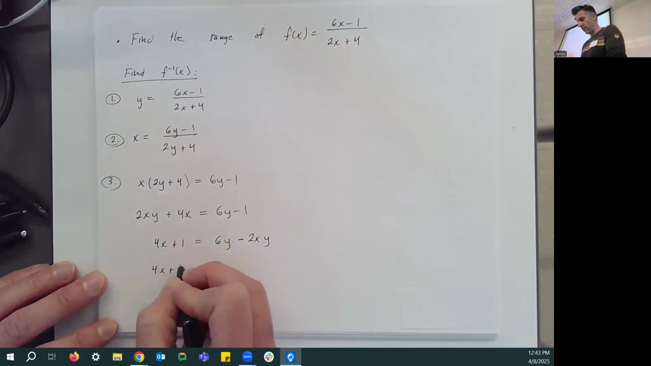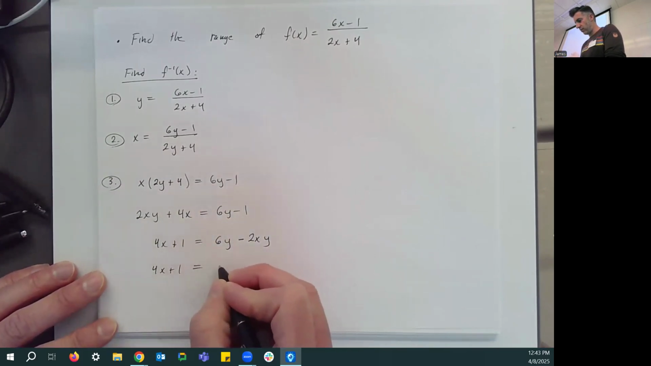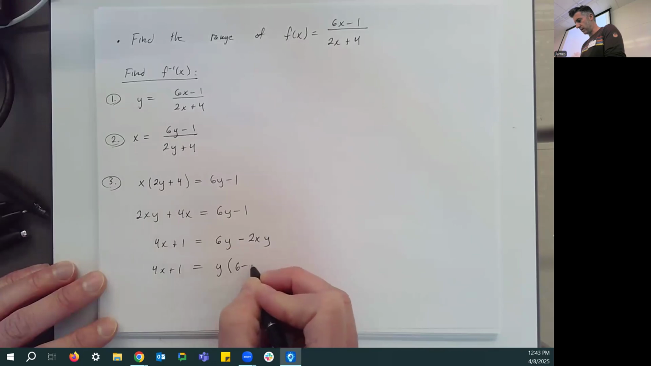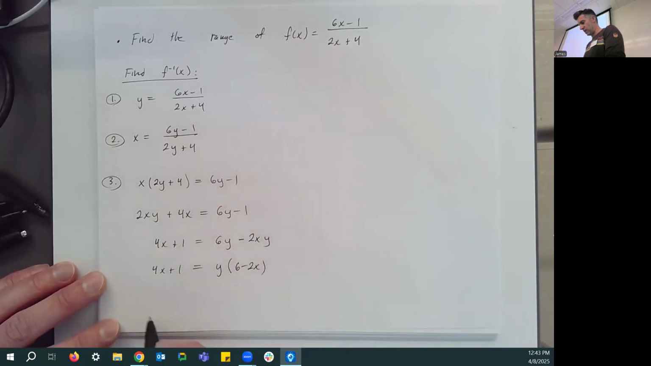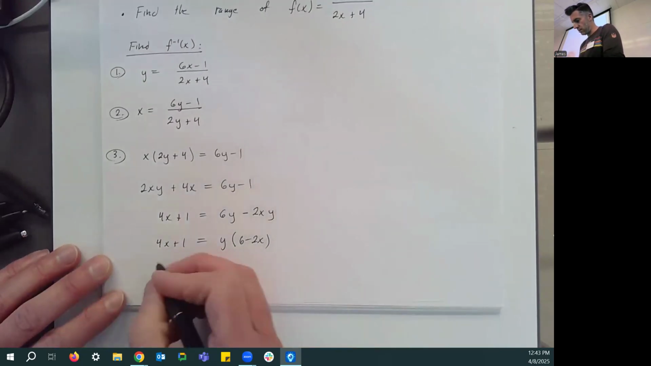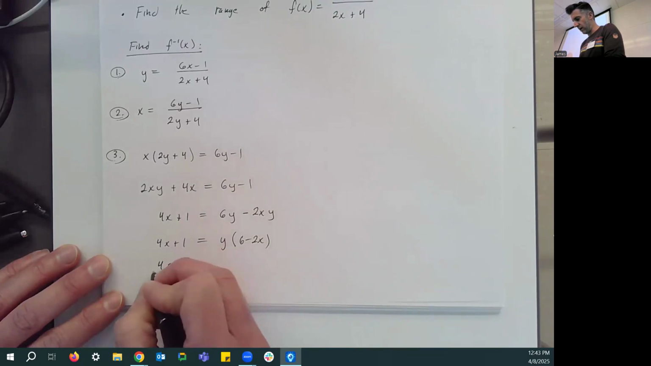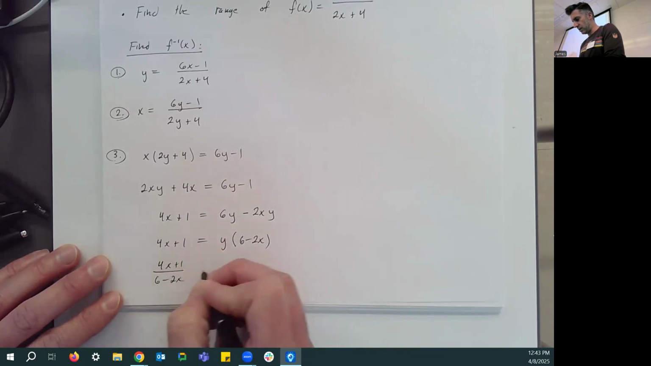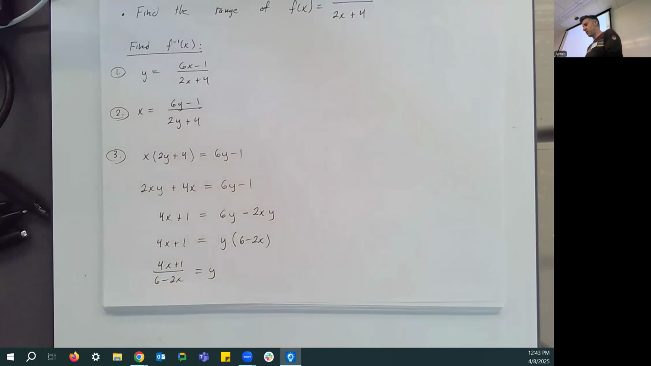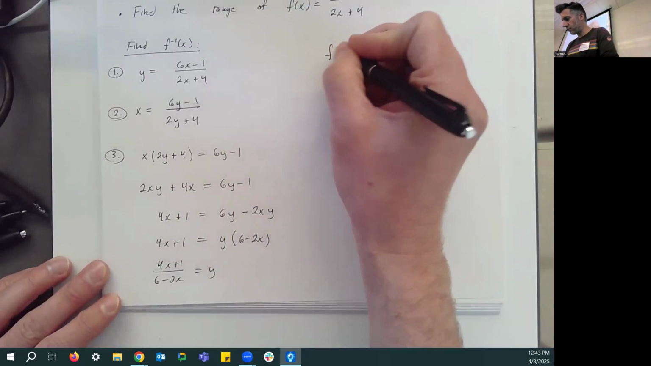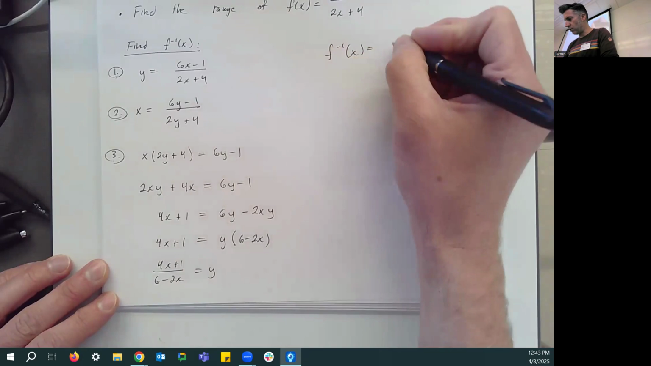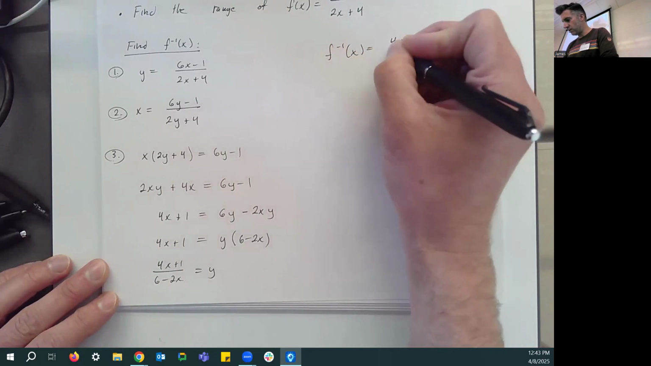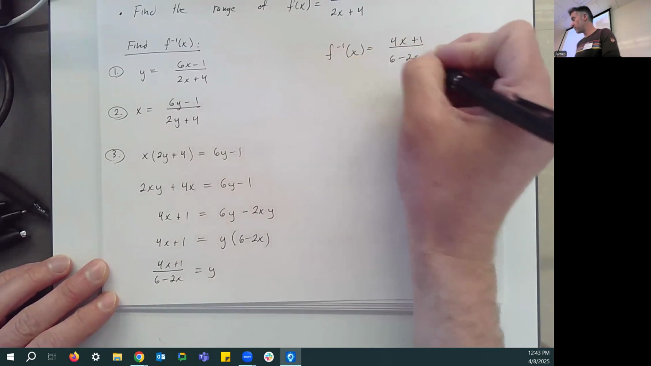Factor out the y from the right-hand side. We're left with y times 6 minus 2x. Divide both sides by 6 minus 2x to get 4x plus 1 divided by 6 minus 2x equal to y. So my inverse function is equal to 4x plus 1 over 6 minus 2x.